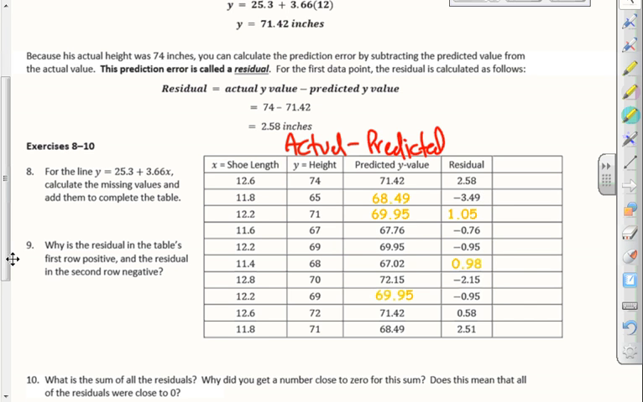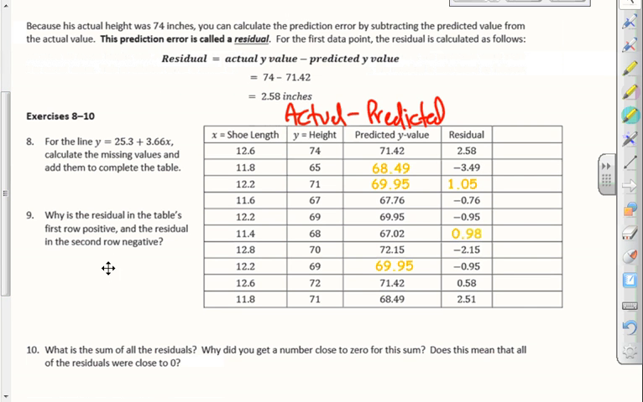Okay. So for question 9, why is the residual in the table's first row positive and in the second row negative? Well, I just briefly discussed this, but in the first row, the predicted value is lower than the actual, so we get a positive residual. And in the second row, the predicted value is more than the actual, so we get a negative residual.